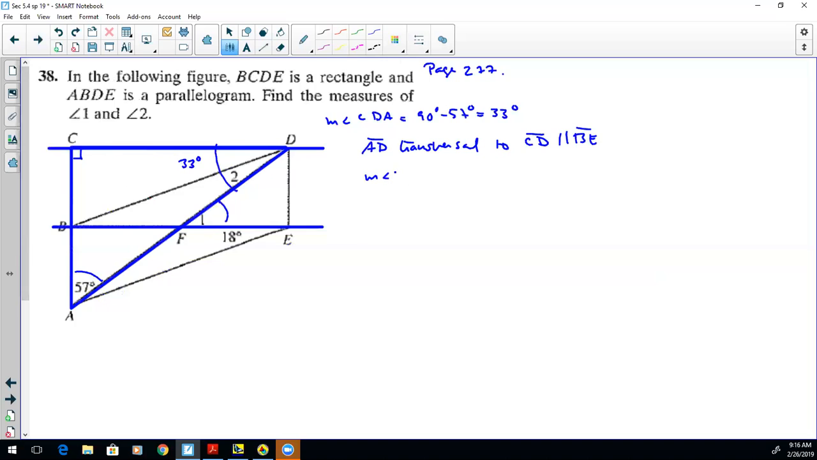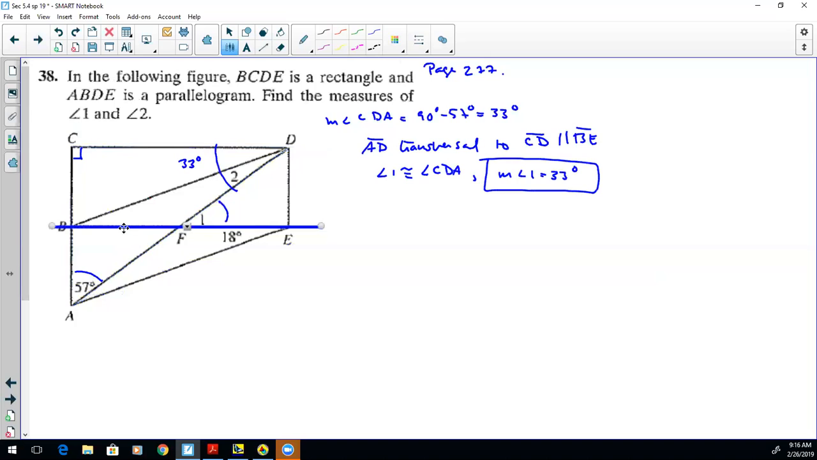So the measure of angle 1, back up here, angle 1 is congruent to angle CDA. So the measure of angle 1 is 33 degrees as well. Okay. Now let me get rid of some of this stuff because we haven't done parallelogram things yet.